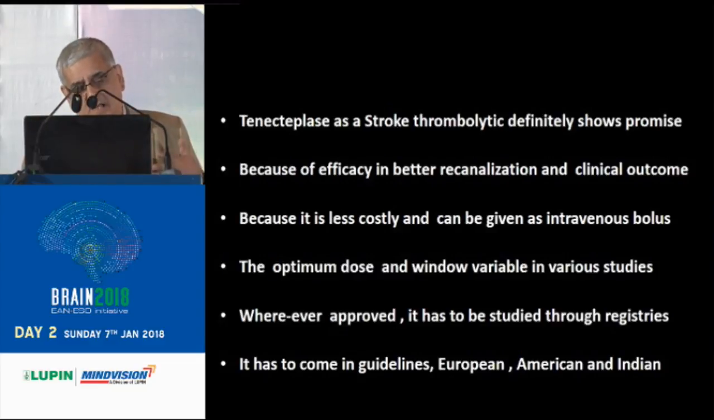So I think that wherever it is approved, and as of now it seems to be approved only in India and maybe some African countries, it should be studied further through registries. Few more clinical trials have to be done. It has to come in guidelines.